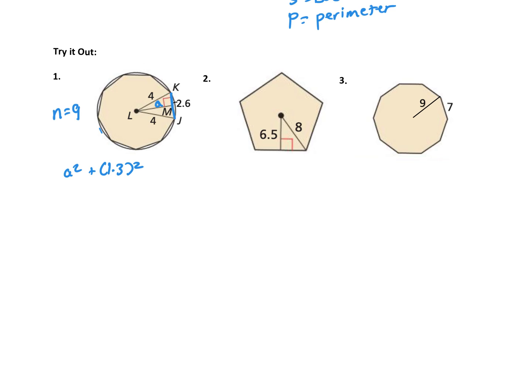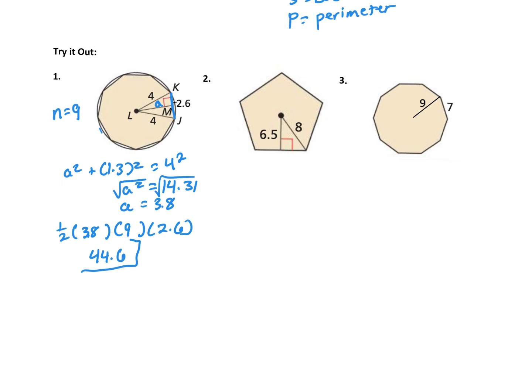1.3 squared equals 4 squared. I'm going to do 4 squared minus 1.3 squared. A squared is 14.31. Square root both sides. A is 3.8. Put it in our formula. So 1/2 3.8, which is the apothem, times 9, the number of sides, times 2.6, which is our base length. Multiply all that through, that is 44.6.